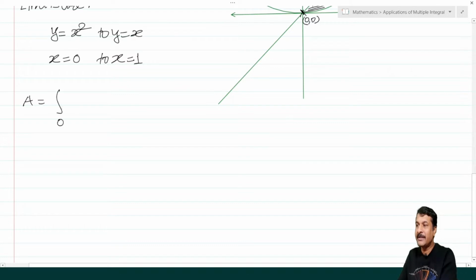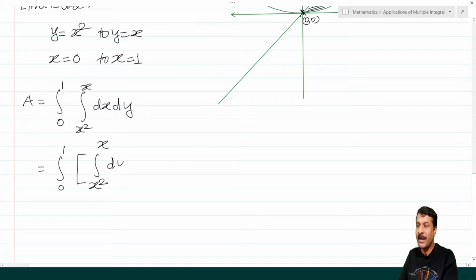to integration 0 to 1, inner integration x square to x, dx dy. Note that the inner integral contains x. It means that we integrate with respect to y first. So only y inside, integration from x square to x, and outside dx. What is the integration of dy?